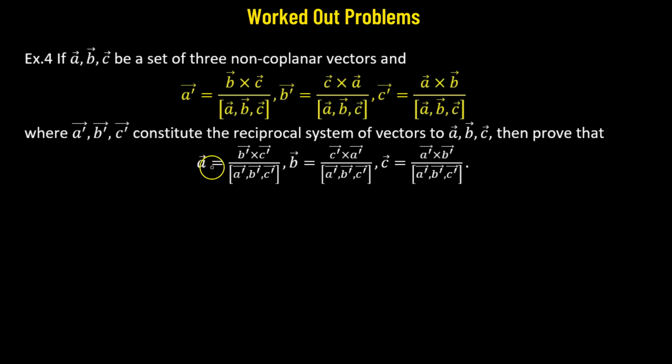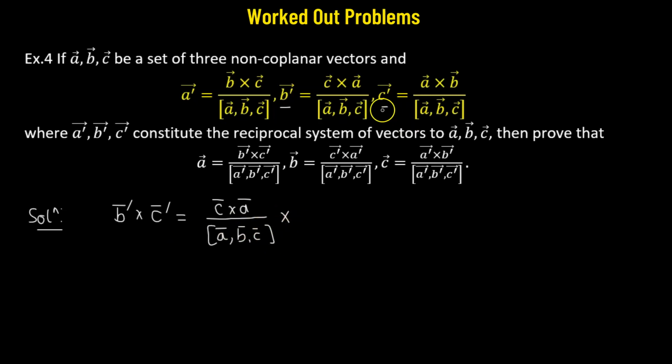That means if we have the vector A, this is given by the cross product between vector B prime and C prime divided by the scalar triple product of the reciprocal vectors of A, B, and C. So let's do that. We'll begin with B prime crossed with vector C prime. Here we will use the definition of B prime and C prime. So we have vector C crossed with vector A divided by the scalar triple product of the vectors A, B, and C, and we're going to cross it with the vector C prime, which is defined as A vector crossed with B vector divided by the scalar triple product of vectors A, B, and C.